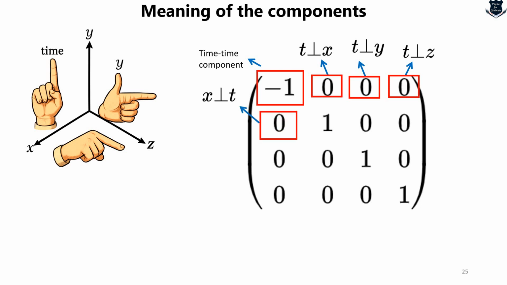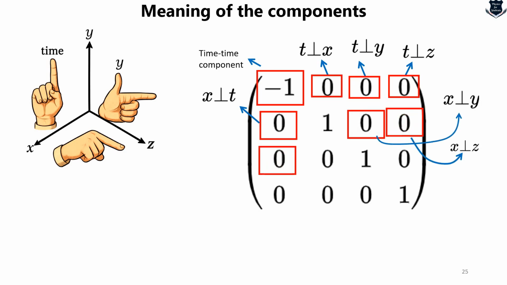Again, I'm coming to 0. X and t are orthogonal. X and y are orthogonal. X and z are orthogonal. Coming further, you see y and t are orthogonal.